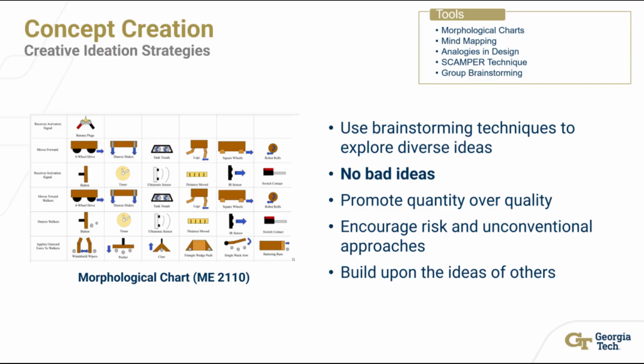Some common tools that are used for this are morphological charts, mind mapping, analogies in design, the SCAMPER technique, and group brainstorming. And here to the left, we have a morphological chart that I created for ME 2110, which was a class I took 2 years ago, as we tried to design a robot to complete certain tasks. So as you can see, there are plenty of ideas. We're not so much concerned with the quality of the idea. We just want to get as many down on paper as we can to then later go through and select which ones will be best for our approach.